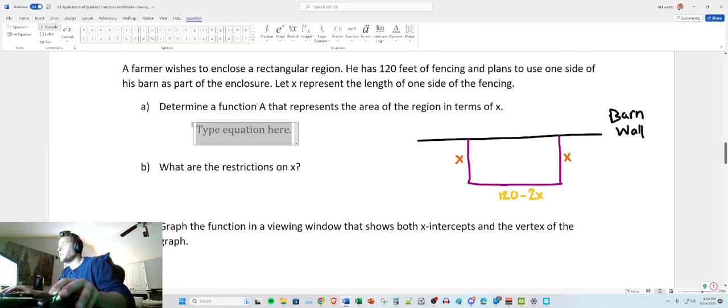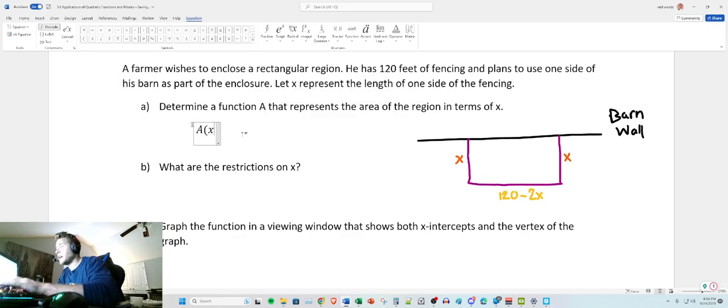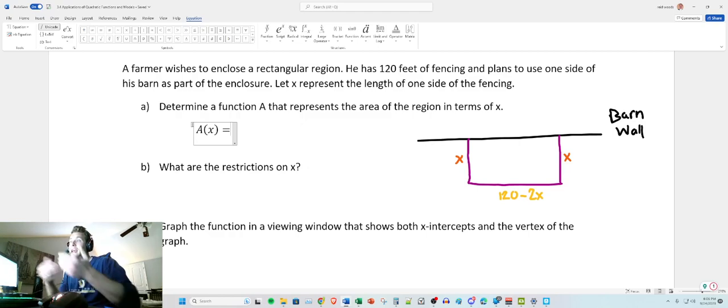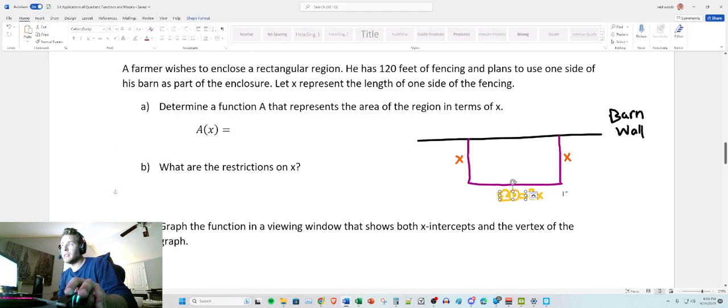And we're going to say a function A. So we're going to call this A of x equals, and you can write this down as you go on. Well, what do we have to do to get the area of this? Do we want that to represent the area of the region? Okay, so we do want the area. So we know that it's x times this 120 minus 2x. We know that it's this down here, this x times this function down here.